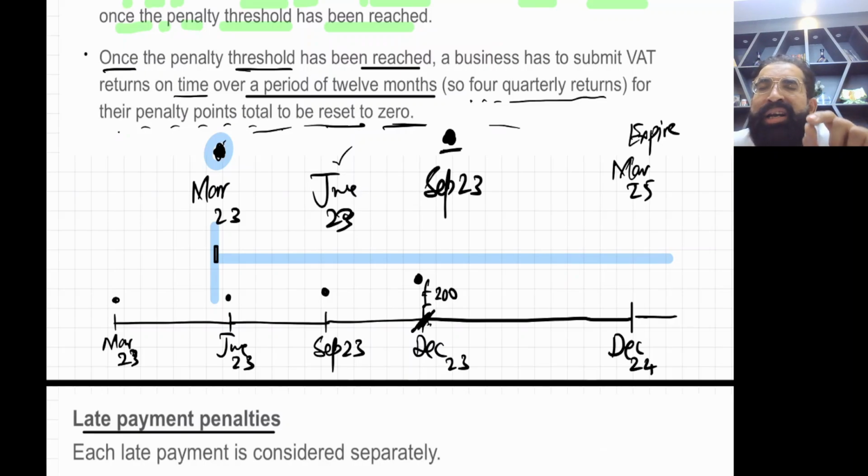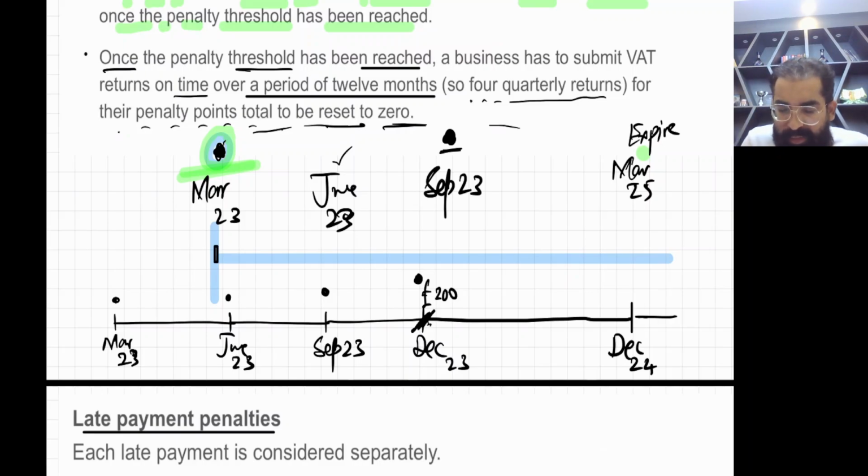So you will get 1 more penalty point. Till now you have not touched the 4 point threshold. If you want this point to expire, you have to pass 2 years. After 2 years, that means on March 25, this point will be expired.